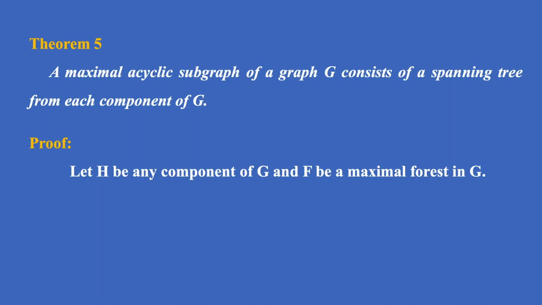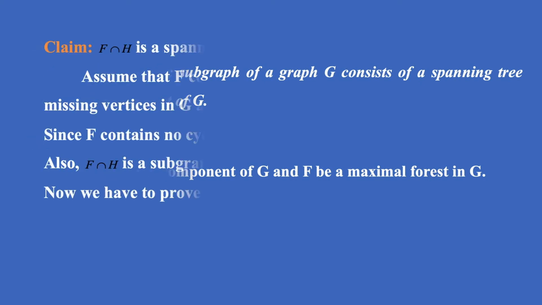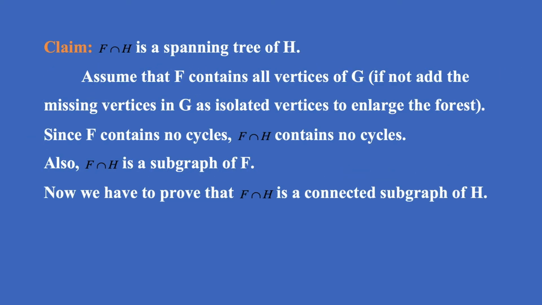Theorem 5. A maximal acyclic subgraph of a graph G consists of a spanning tree from each component of G. The proof: let H be any component of G and let F be a maximal forest in G. We claim that F intersection H is a spanning tree of H. Assume that F contains all vertices of G. If not, let us add the missing vertices in G as isolated vertices to enlarge the forest.